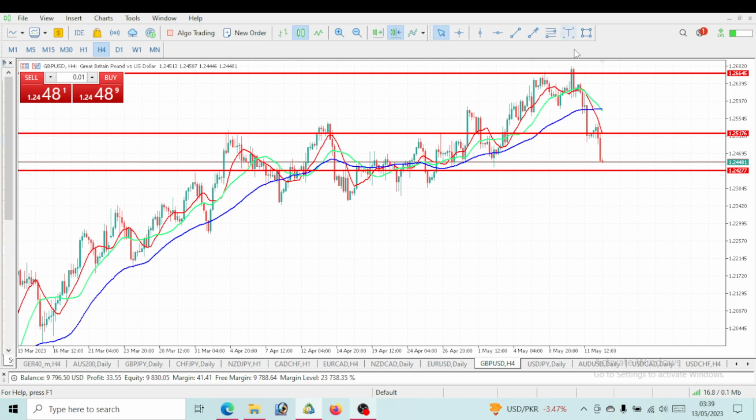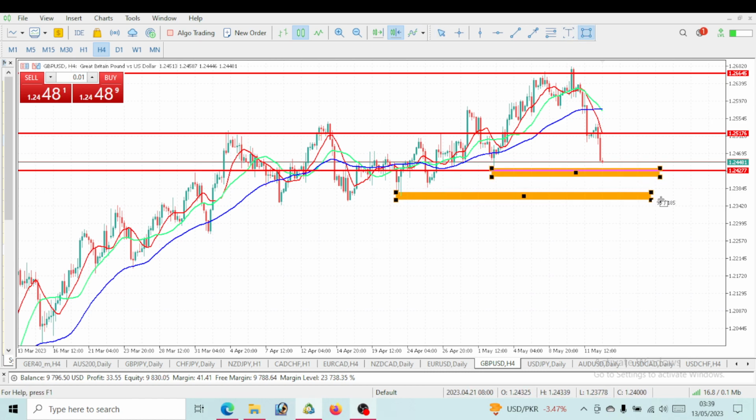But we need a confirmation, and that confirmation is if GBPUSD can break these lows, this double top's lows, then to me that would be a confirmation that GBPUSD is now on a downtrend move. So if it breaks these lows, then I would believe that GBPUSD is on a downtrend move. Basically, what I'm seeing, GBPUSD is now in a downtrend movement.